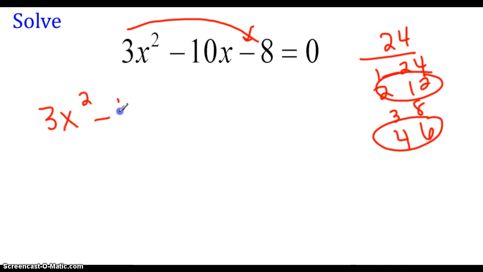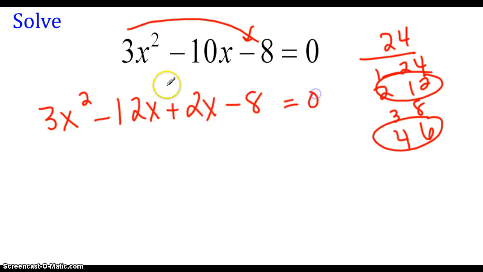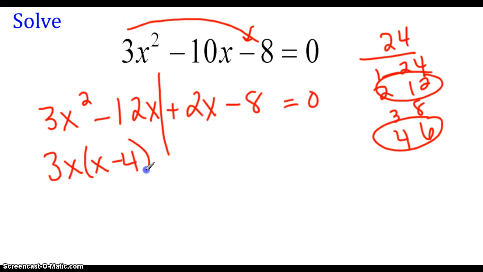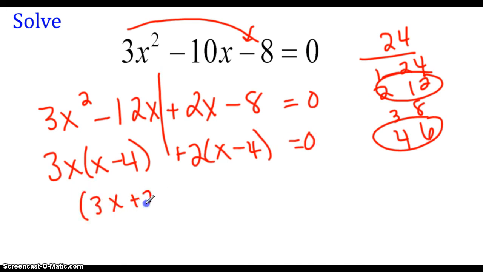I'm going to do minus 12x and then plus 2x, because that's how I get a negative 10, minus 8 equals 0. I'm going to split it right down the middle. I get a GCF of 3x, x minus 4. I know I need x minus 4 here. So I'm going to double check that if I put a plus 2, do I get 2x minus 8x? I do. My two factors are 3x plus 2 and my x minus 4, and they equal 0.